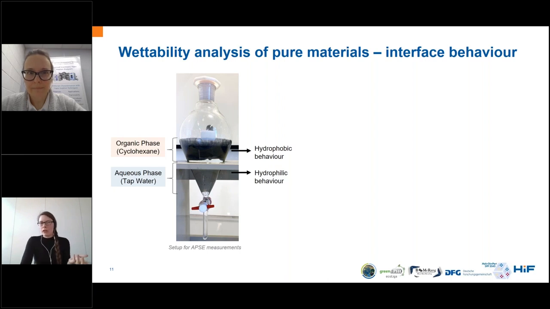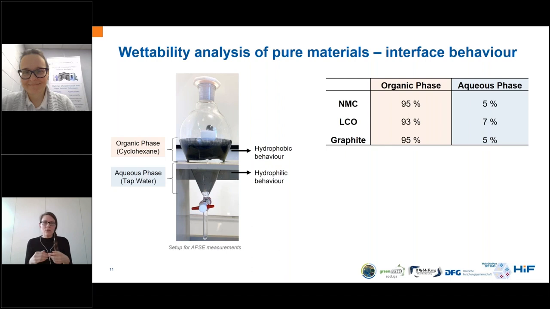Then according to the contact angle measurements we just saw for the pure materials, we would expect the graphite to go into the organic phase and the metal oxides to go into the hydrophilic phase, because I mean, contact angles of 14 degrees, those are really, really small. So they really show hydrophilic, they should show hydrophilic behavior, let's say it this way. But if we have a look at the results that we get, we can see that almost all of the material, regardless of which material we are using, goes to the organic phase. So this is rather a contradiction, let's say, to the results of the contact angles.